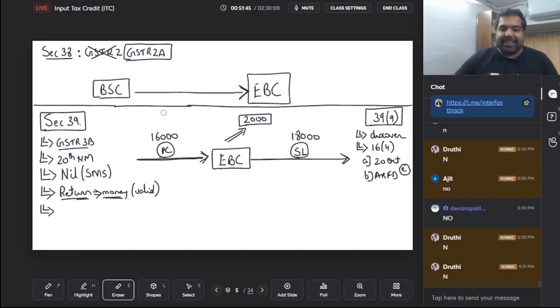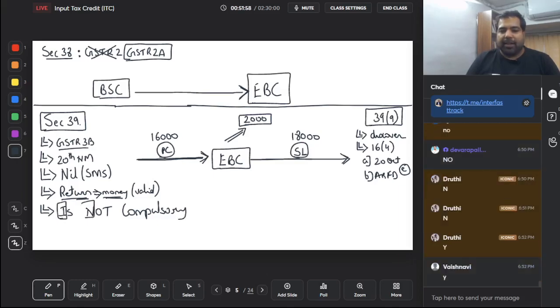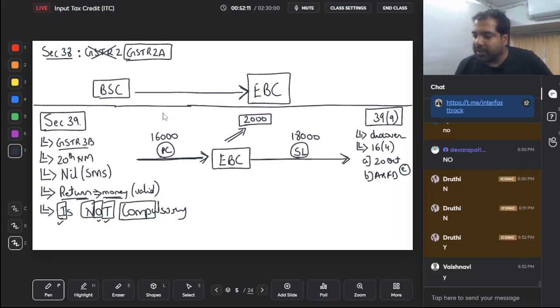Yes, this has to be filed by everyone, except where it is not compulsory. Guys, do you know who it is not compulsory for? Does it sound familiar now? Yes. ISD, NRTP, OIDAR, TDS, TCS and composition scheme. Out of this, these two are CA final. So these people don't have to file their GSTR 3B.